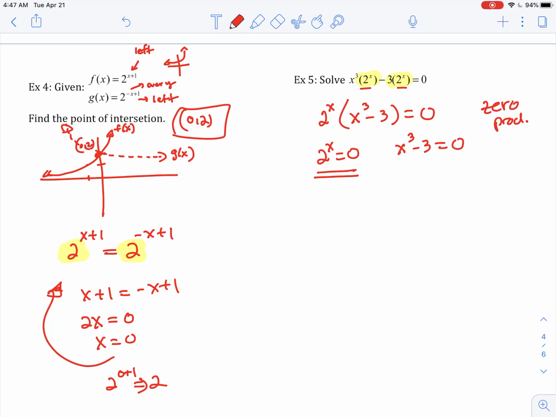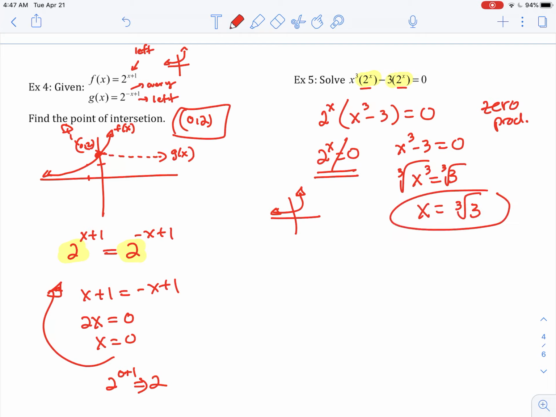And we know 2 to the x will never equal 0. Recall your 2 to the x graph was that, and that graph will never intersect the x-axis. So here, that is not going to happen. And x cubed minus 3 equal to 0. Well, if x cubed is equal to 3, take the cube root of both sides, and we are going to get x equal to the cube root of 3. So we have one real solution for x, and that is the cube root of 3. And we will hold off here.